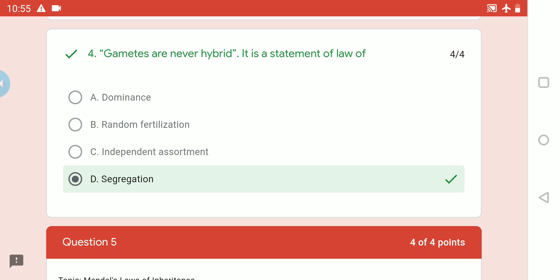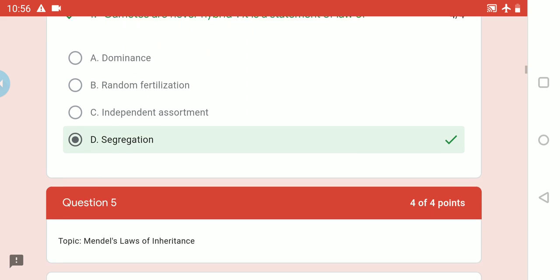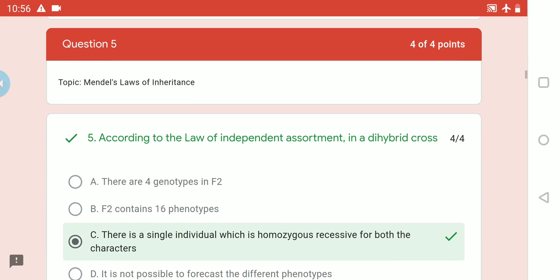So in short, they have given that the gametes are never hybrid. Did you get it? They separate or segregate in the F2 generation during the formation of gametes. So that's why this statement is nothing but the law of segregation, or the law of purity of gametes. When we were studying the monohybrid cross, I told you about all these things in detail. Fine? Yes. The next one.